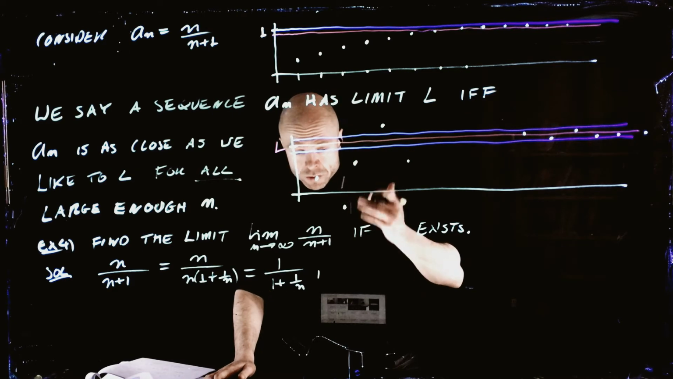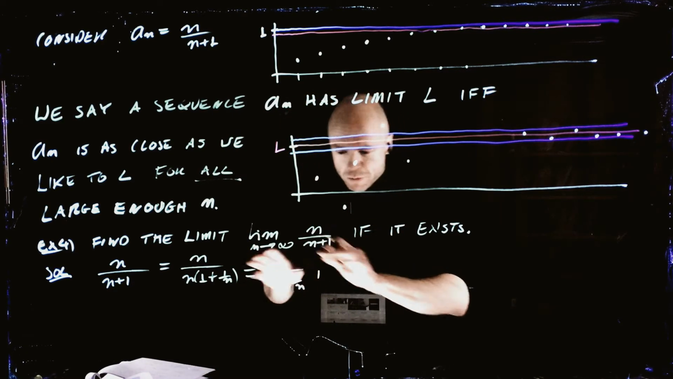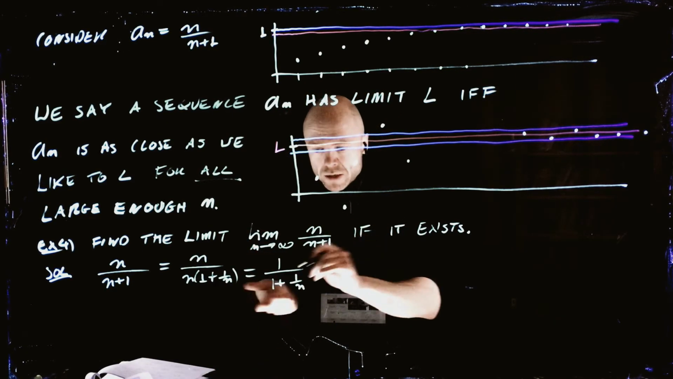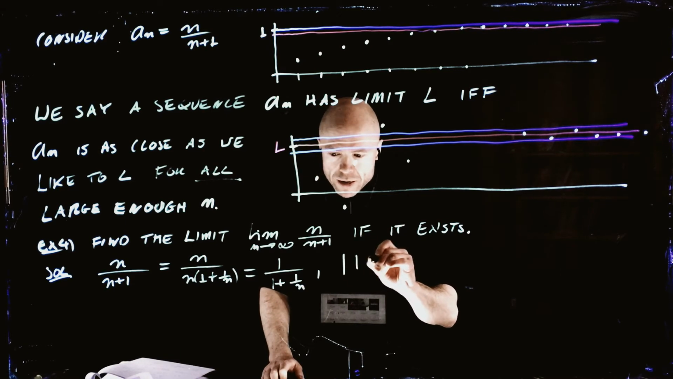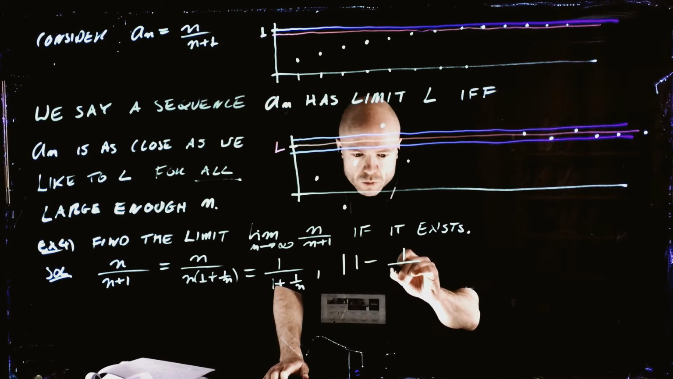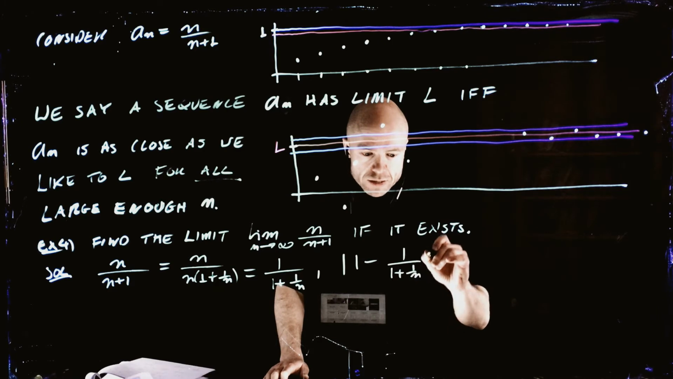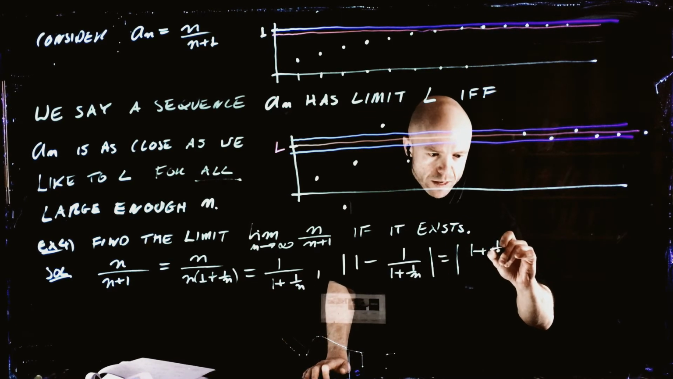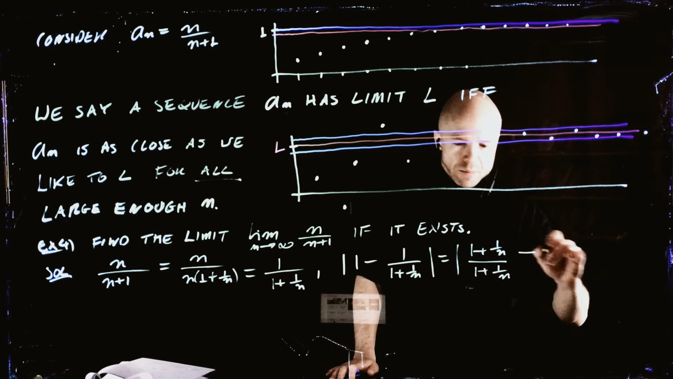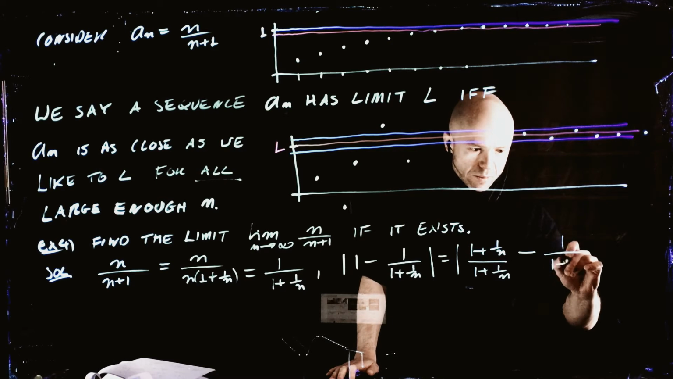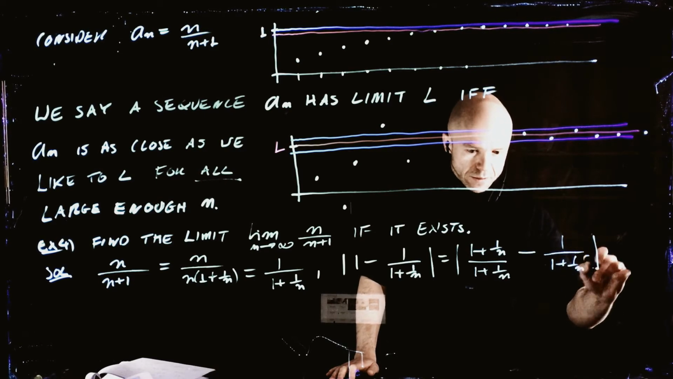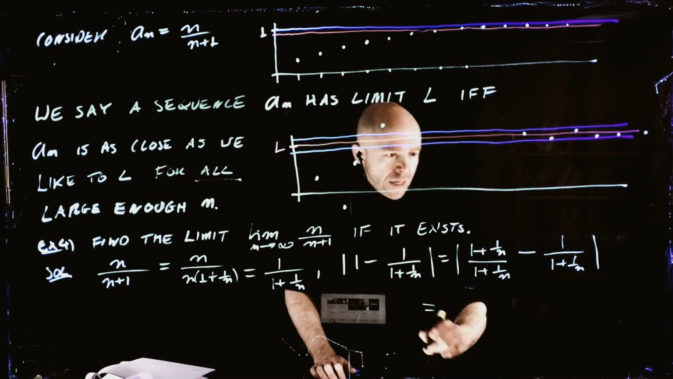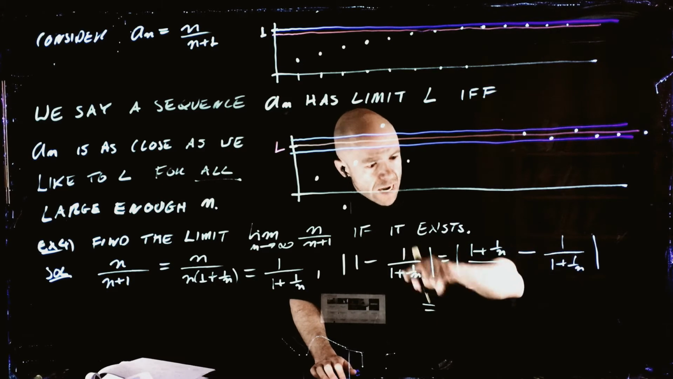I mean, if we want to write this in the language of math, what does it mean to be close to 1? It means that the absolute value of 1 minus 1 over (1 plus 1 over n) is small. But then we can write this as (1 plus 1 over n) over (1 plus 1 over n) minus 1 over (1 plus 1 over n), like this. Yeah, and then the denominators are the same. We're going to cancel the 1.